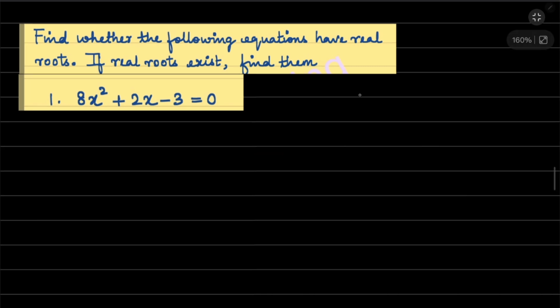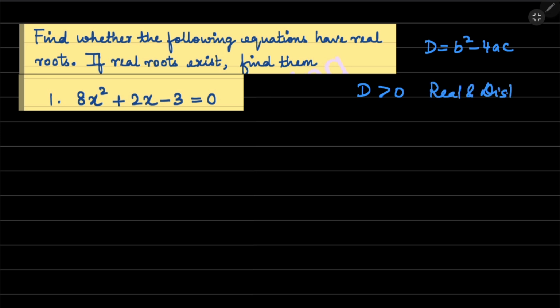We know that the discriminant is d equal to b square minus 4ac, is the formula. If the discriminant is greater than 0, that means they are real and distinct roots. If d is equal to 0, that means the given equation has two real and equal roots. So the value of d will determine the nature of the roots. Let us go ahead with calculating d for the first question.